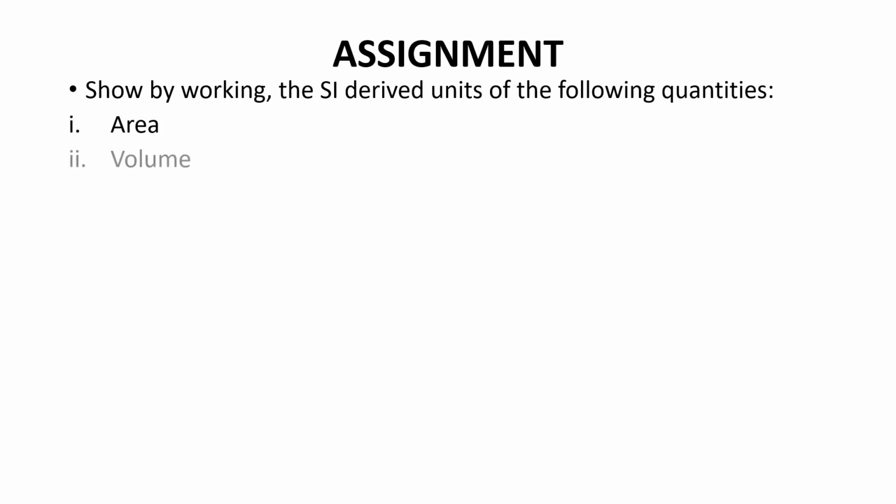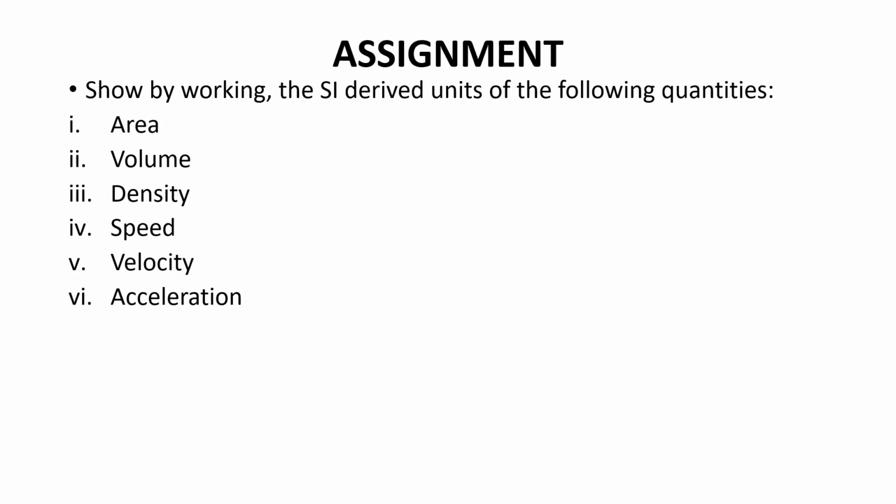1, area; 2, volume; 3, density; 4, speed; 5, velocity; 6, acceleration; 7, force; 8, work; 9, power; and lastly, 10, pressure. Now let's find answers, or see how we can show working by finding the derived unit of these quantities.